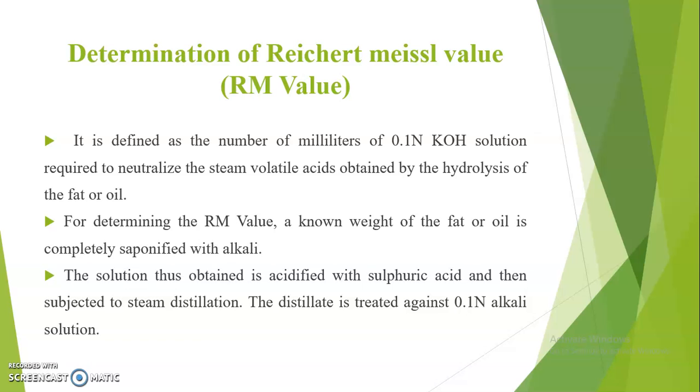Once we have neutralized the excess alkali with the help of sulfuric acid, this solution is subjected to steam distillation. Due to steam distillation, the sodium or potassium salts that were generated undergo hydrolysis, and volatile acids are obtained. This distillate is treated with 0.1 normal alkali solution, that is the potassium hydroxide solution. In this way, determination of RM value is carried out.